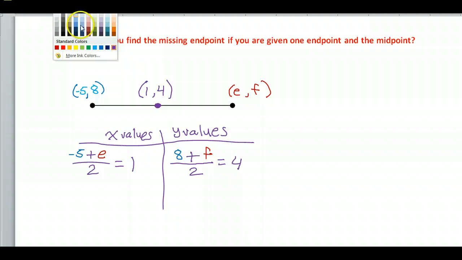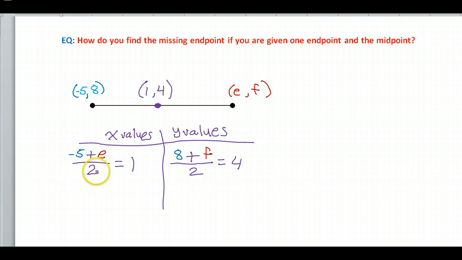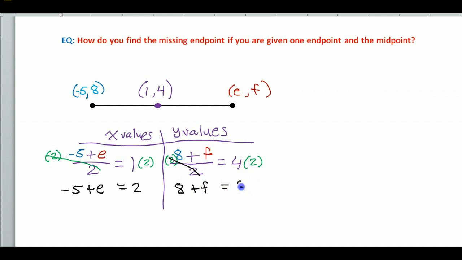The thing to do would be, let's see, I think I'll use green. You see this denominator of 2. The easiest thing to do is to multiply by the denominator. So I'm going to multiply both sides of this equation by 2, and I might as well do this equation at the same time, multiplying by 2 on both sides. That way these 2's will cancel each other out. That's just going to leave me with negative 5 plus e equals 2. And on this one, these 2's cancel each other out, and that's going to leave me with 8 plus f equals 8.